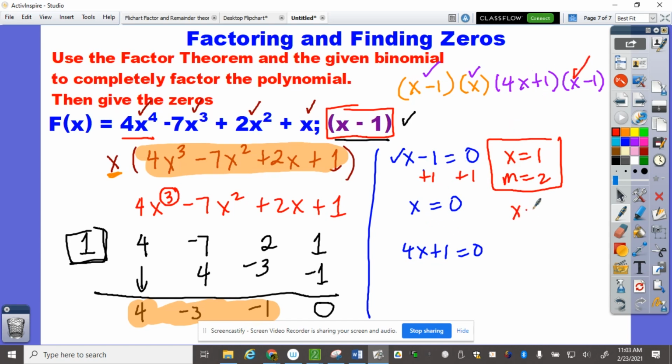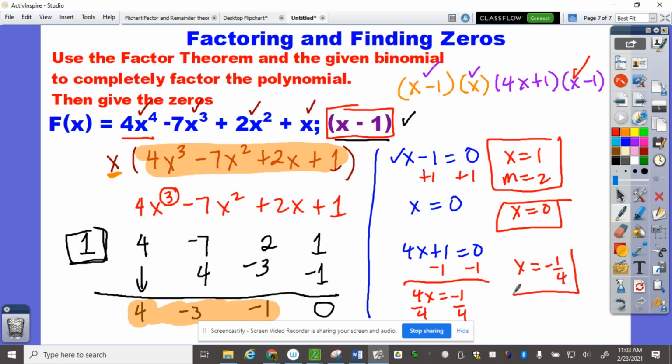x equals 0. And minus 1, minus 1, 4x equal to negative 1, divide by 4, divide by 4. So x equal to negative 1/4. And those are your zeros. 1 with the multiplicity of 2, 0, and negative 1/4. And that's how you apply the remainder and factor theorem and find zeros.